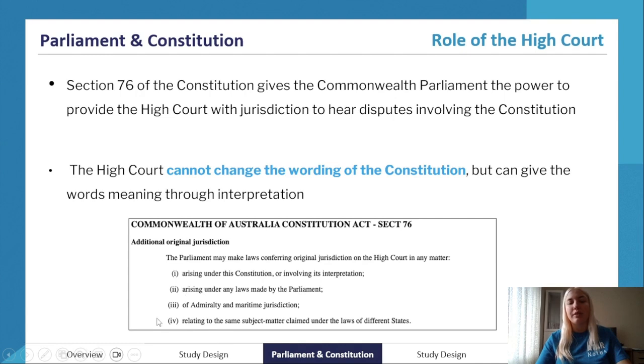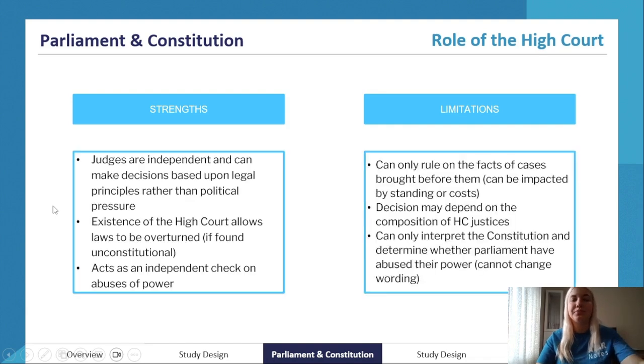And there are some other examples here. You'll have more in your textbook though. So just remember a few of them.